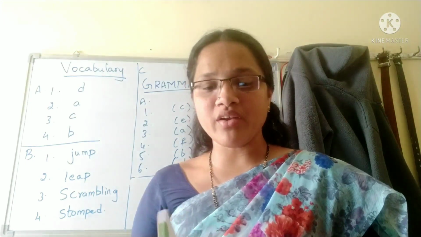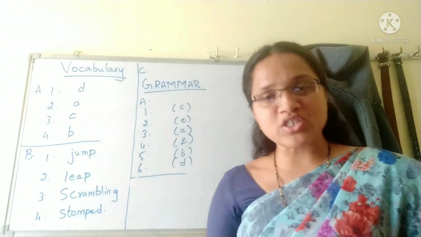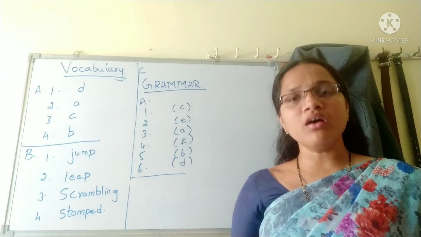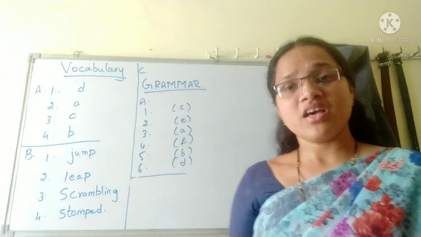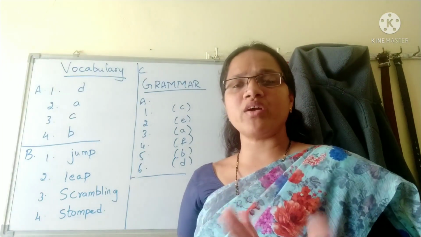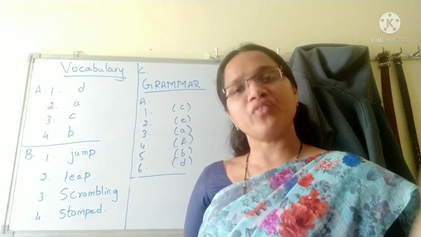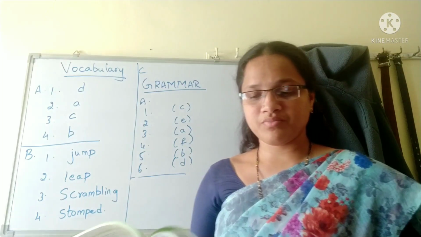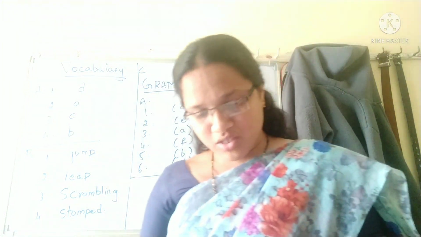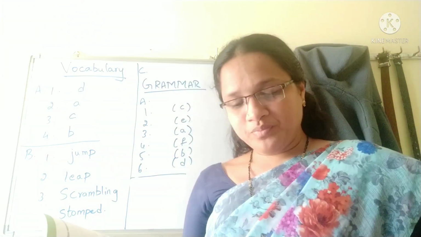What are compound words, children? Combination of two words is called a compound word. Okay. Even sunflower is a compound word. Sun is a separate word and flower is a separate word. But when you combine them, you get a different word again.